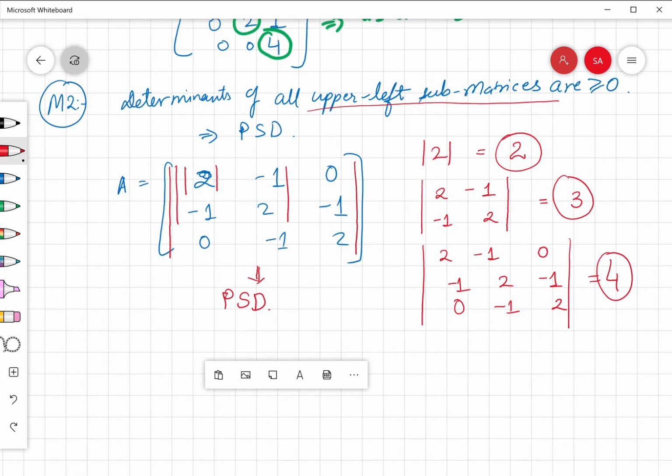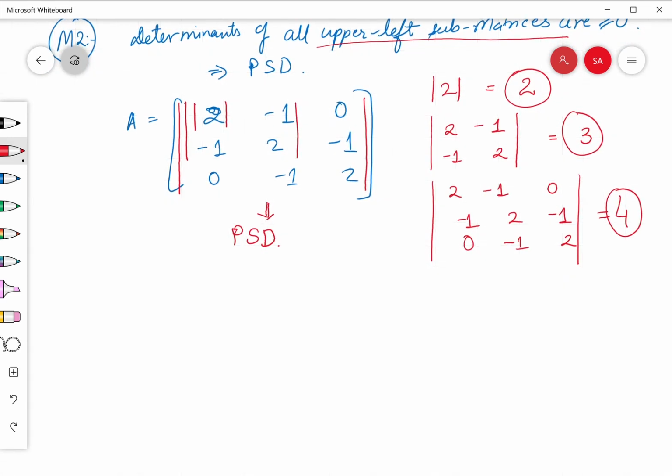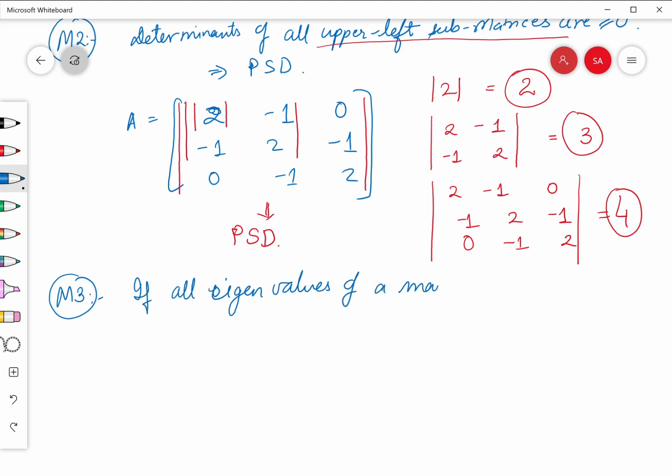So if you are given a matrix, you find the determinant of all the upper left submatrices and prove they are greater than or equal to 0. Now what about the third method? The third method is also very simple. If all eigenvalues of a matrix are greater than or equal to 0, then the matrix is PSD.